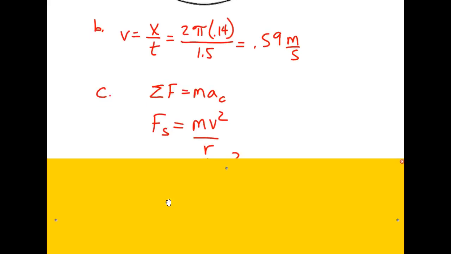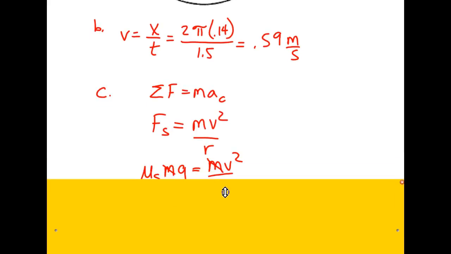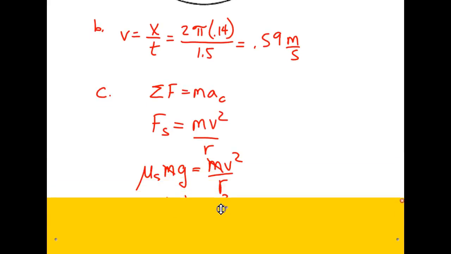How do we calculate static friction? You may remember μs times the normal force. This object is on a flat horizontal surface, so the normal force is equal and opposite to the weight of the coin. So μs mg equals mv squared over r. Notice the mass of the coin cancels. That plays in our answer to D here in a moment.